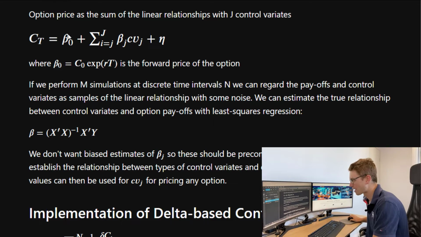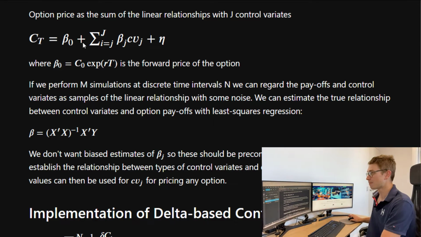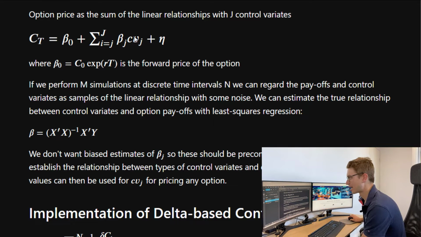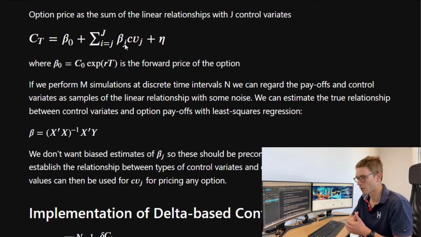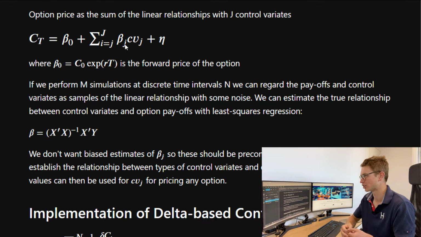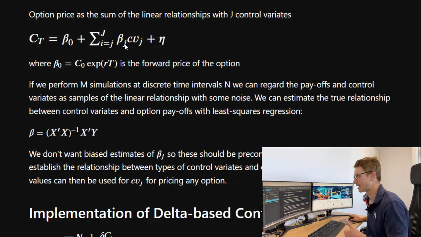So here, the option payoff is equal to the forward price of the option, beta 0 we've termed there, plus the sum of the linear components of the control variates. So what does that mean? It means that we could add any number of control variates if there is some linear relationship to the option payoff.